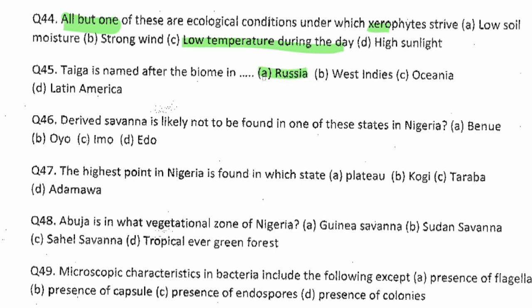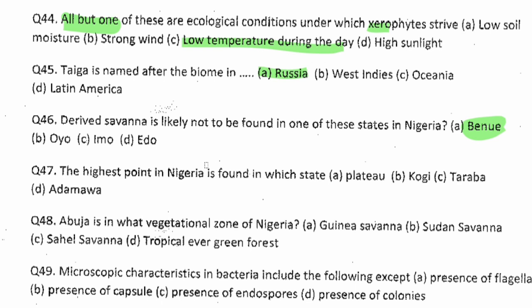Russia is the answer. Question number 46. Derived savanna is likely not to be found in one of these states in Nigeria. The answer is Benue. Who can tell me why? Please drop your reason in the comment section why you said Benue.